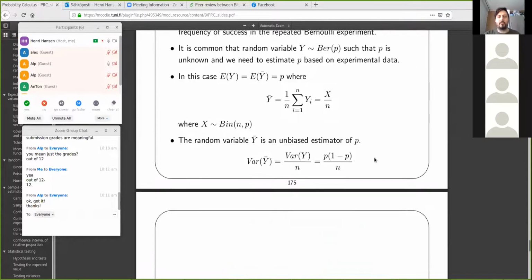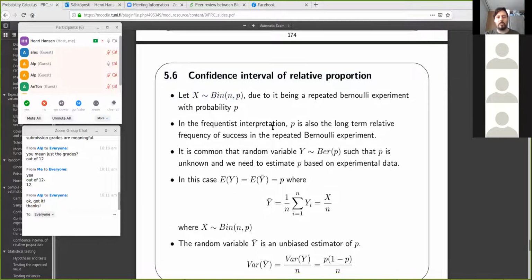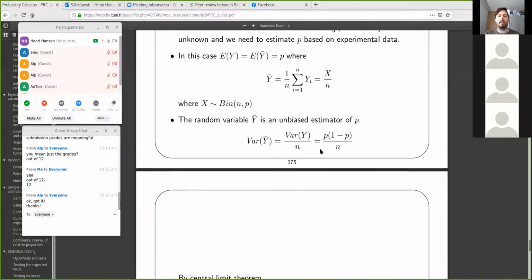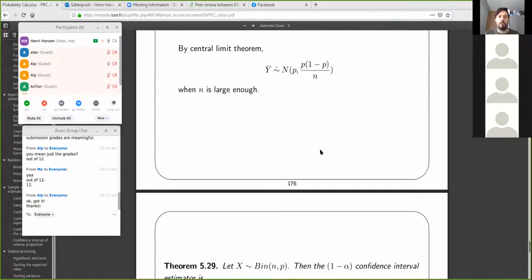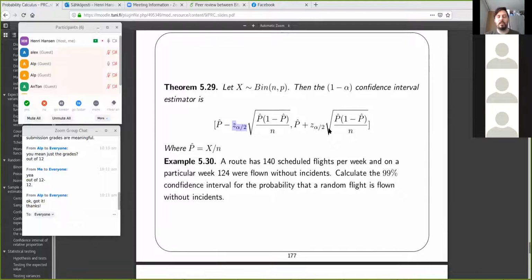And then we had the relative proportion, where we had a nicer thing when we have a binomial distribution. This can be thought of just as an application of the one where the variance is not known, but we use z here instead of t because the binomial distribution is so closely mimicked by the normal distribution. So when you have a binomial distribution, then you can use this.